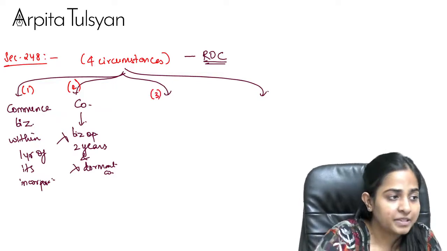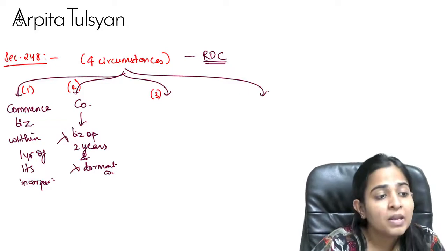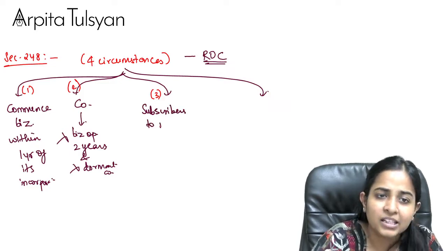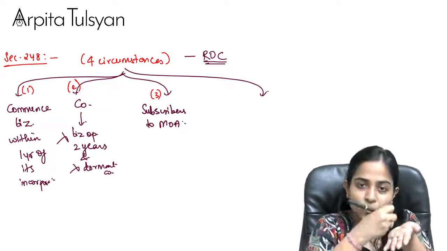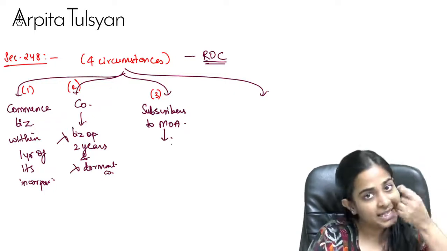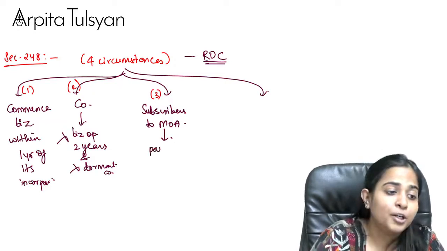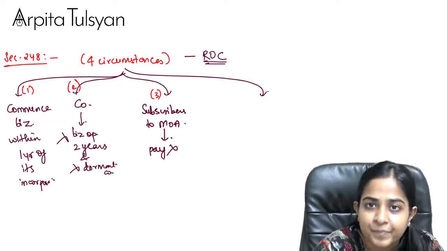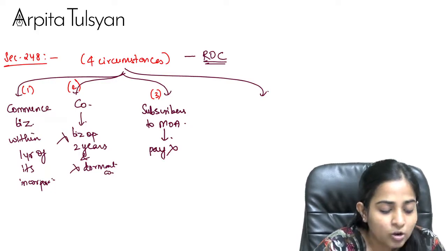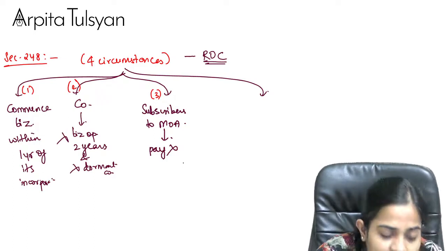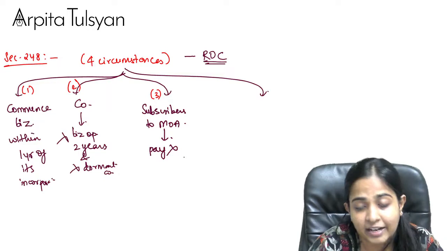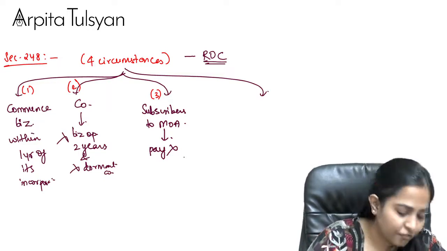Then the third circumstance. What does the third circumstance talk about? Whoever were the subscribers to the MOA. You understand the term subscribers to the MOA? The people who subscribed to the initial share capital of the company. They subscribed, they signed the MOA, etc., but they did not pay the subscription money. They did not pay for the shares that they got. Okay, and declaration for this was not filed by the company within 180 days of incorporation.